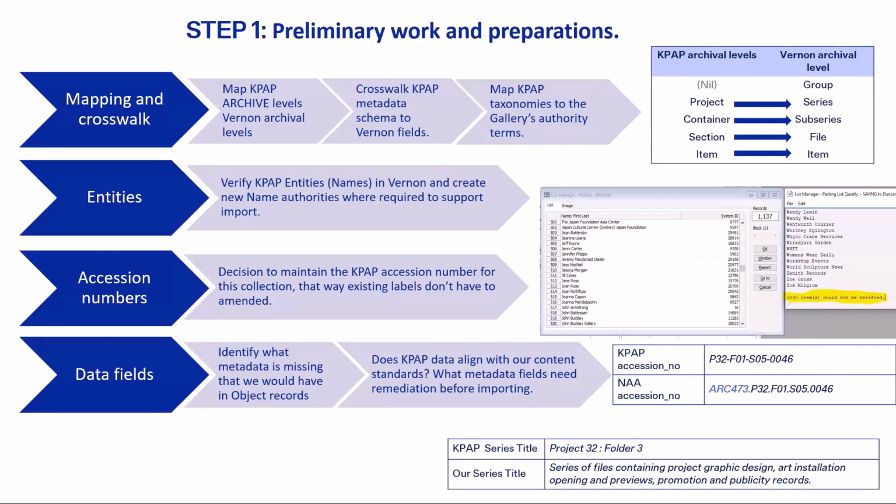KPAP also included the creators and dates and titles and descriptions, which meant that these needed to be separated out of those fields. We also looked at the accession number, and instead of minting a new accession number for the collection, we kept the KPAP accession number format, and we just added a prefix, which is our archive collection number, which you can see there in the second snippet.